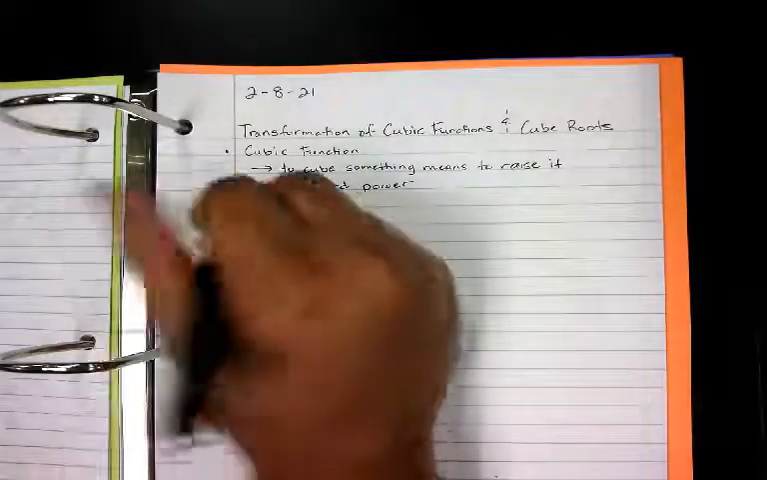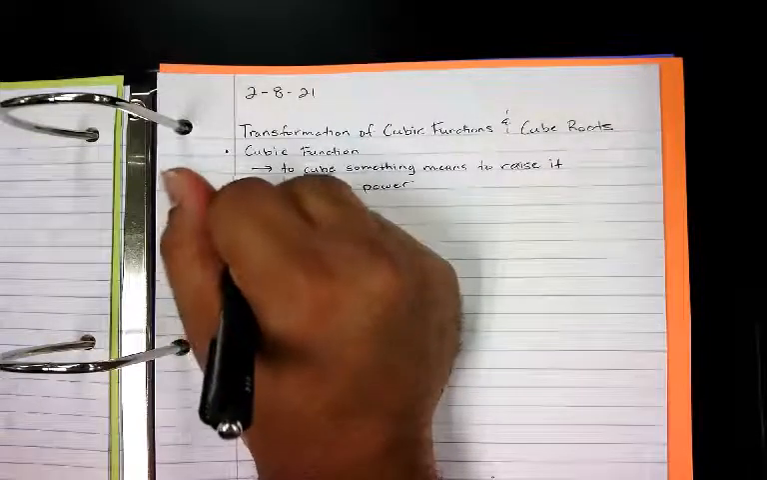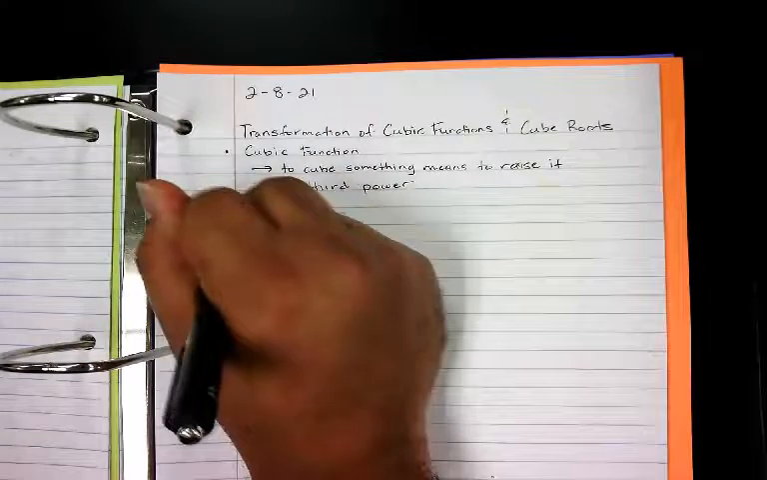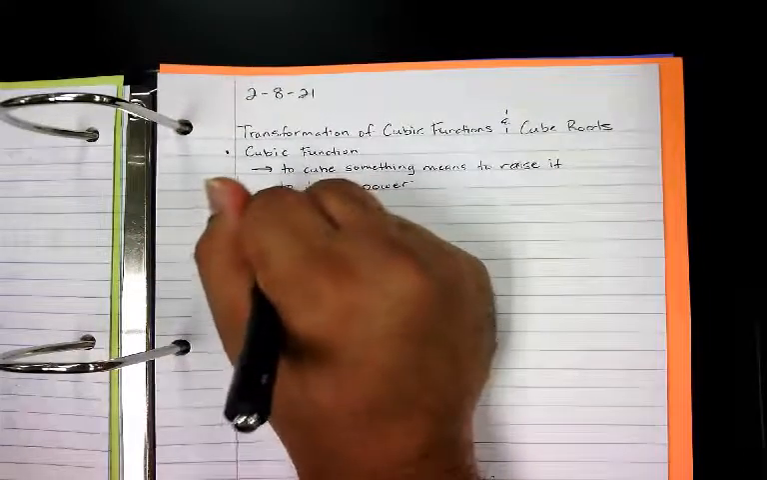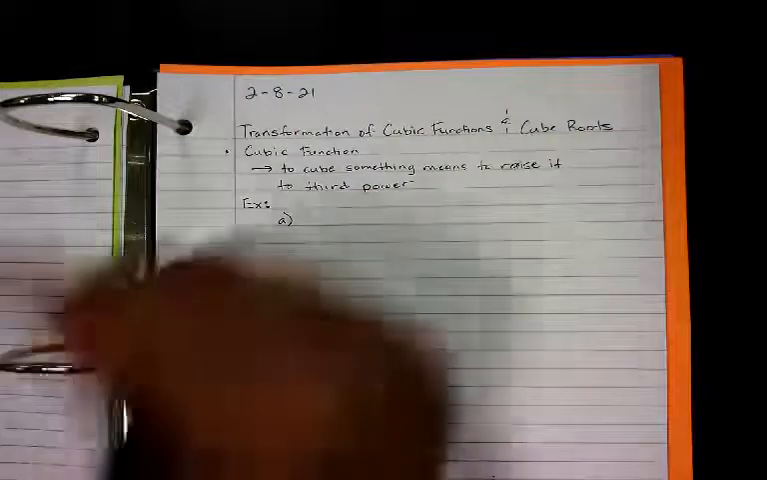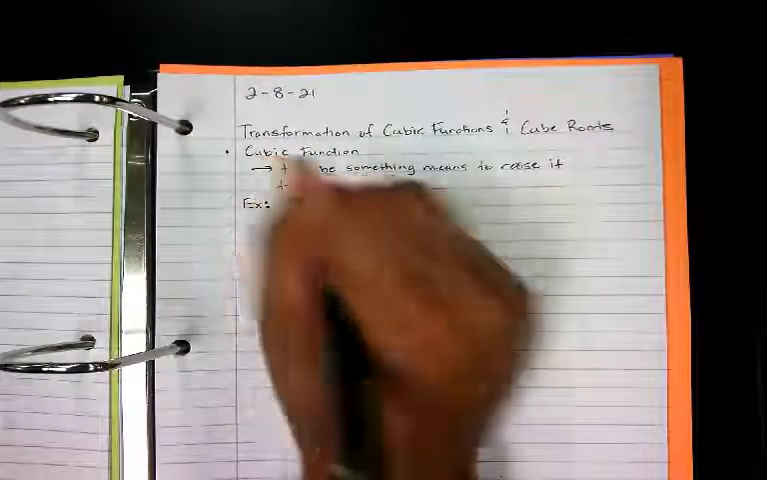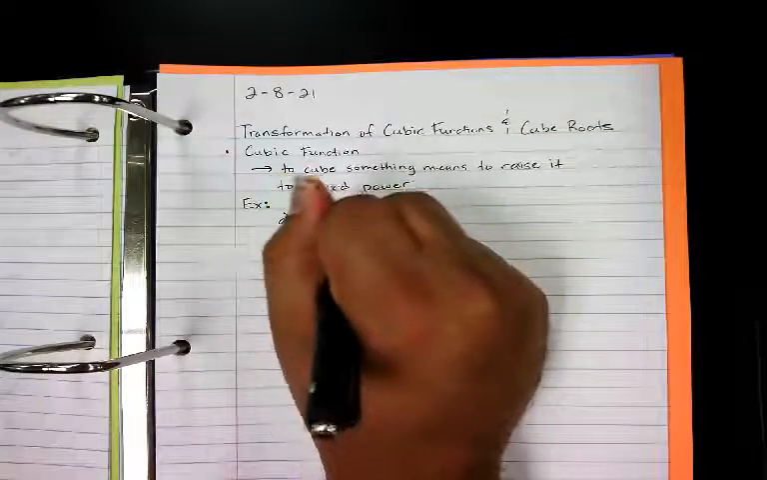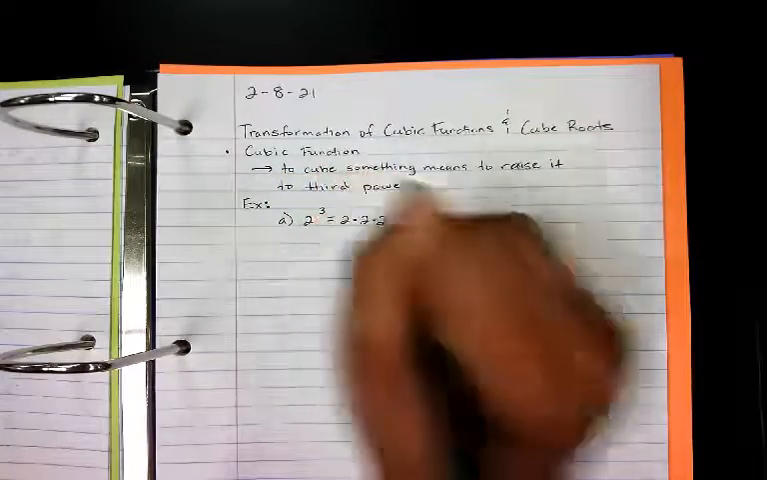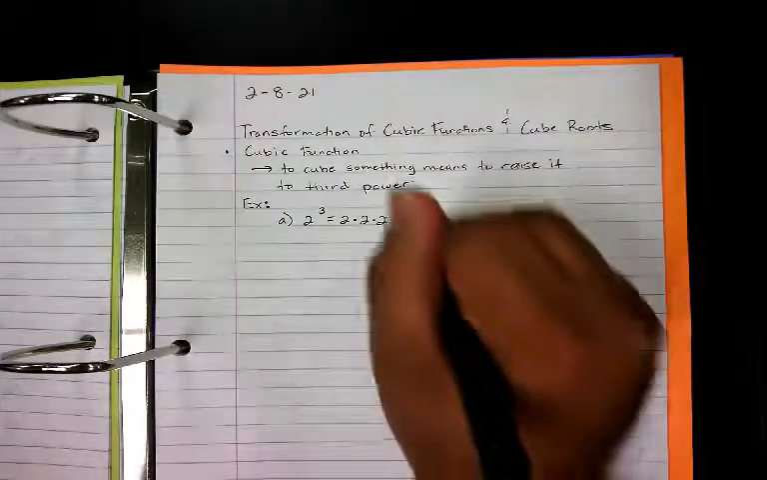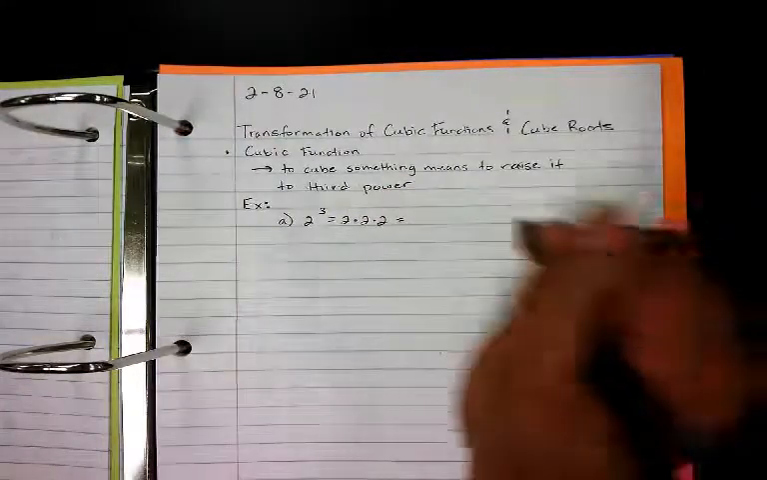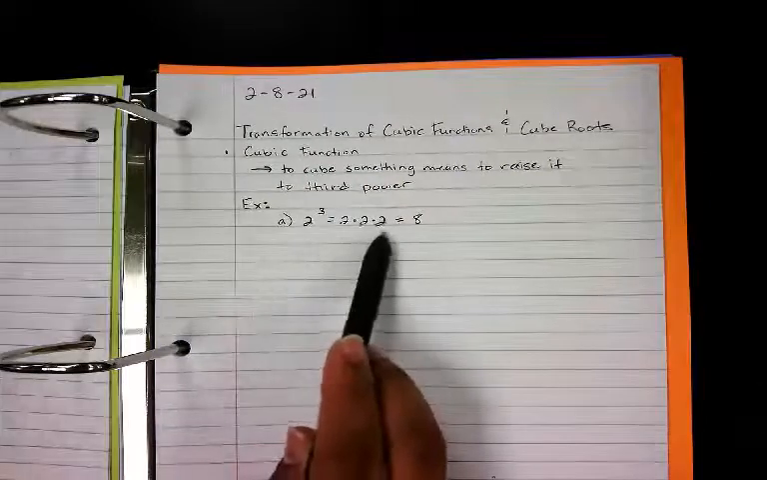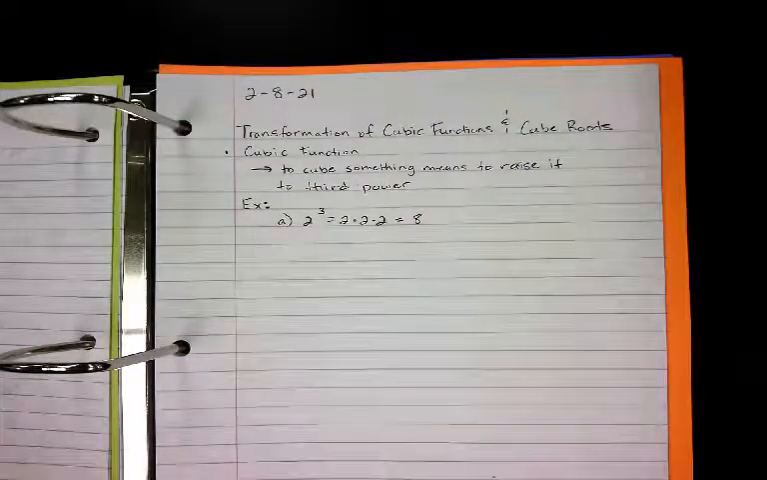All right. So for example, example A, if I said 2 to the third power, all that means is 2 times 2 times 2, which equals 2 times 2 is 4 times 2 gives you 8. So 2 to the third power is doing 2 times 2 times 2, which equals 8.